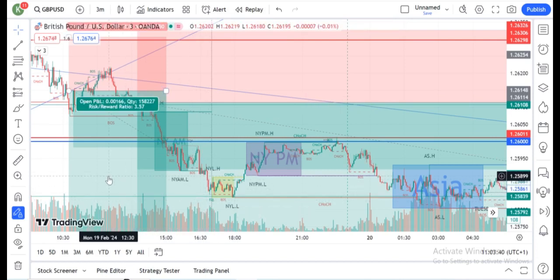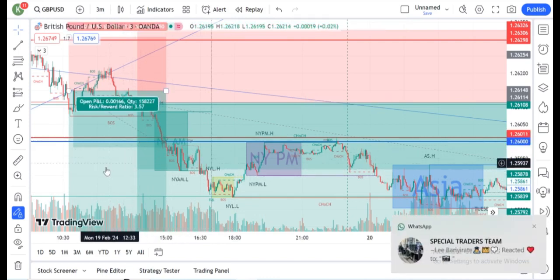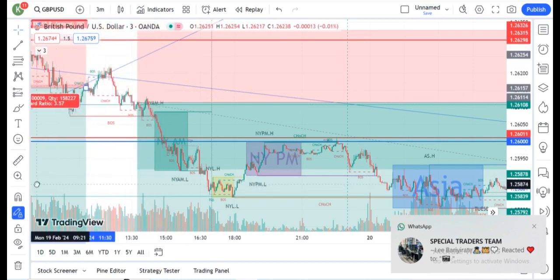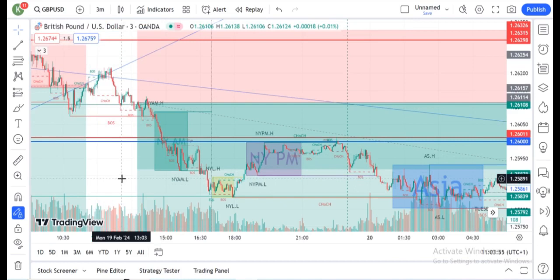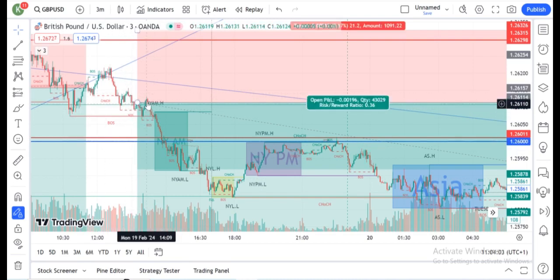Oh, I think this entry was put in error. So maybe I touched something and it appeared. Well, let's shift it aside so I can do my explanation, because I know we took only one entry on Monday. So now this change of character and break of structure is a confirmation for the entry at this POI.